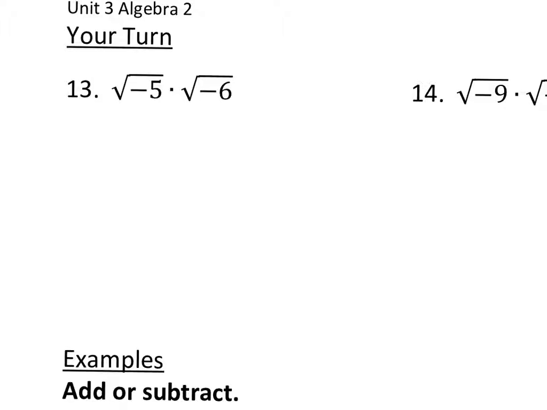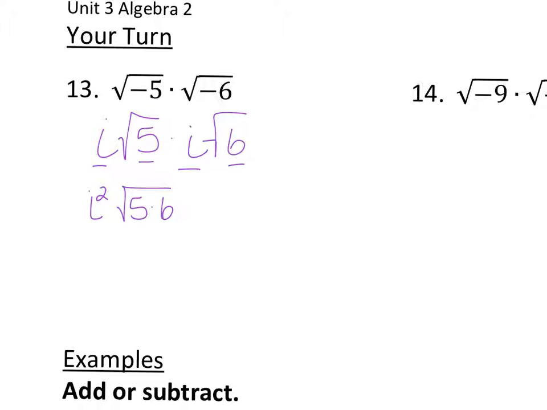Okay, so now looking at number 13. Number 13 is no different. We're going to reduce first. So square root of negative 5 is just i square root 5. And then square root of negative 6 is just i square root 6. So I'm just going to multiply my outsides and multiply my insides. i times i is i squared. Then I have 5 times 6. Well, i squared is negative 1. So I'm going to have a negative, and 5 times 6 is 30.